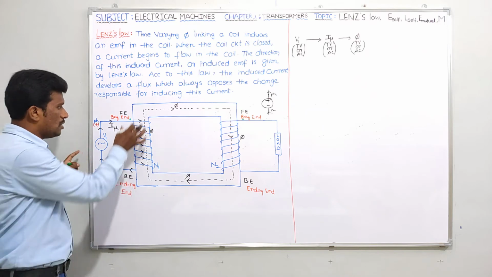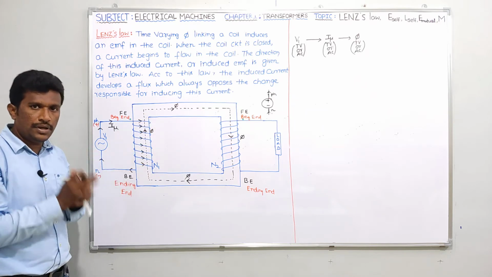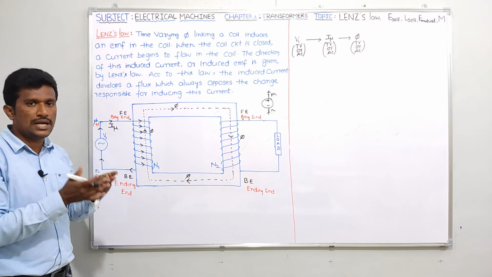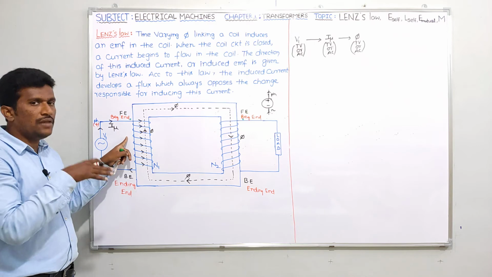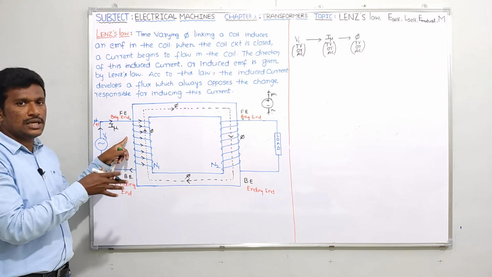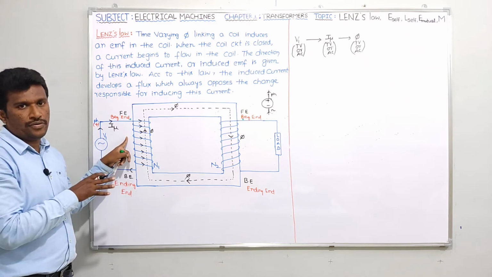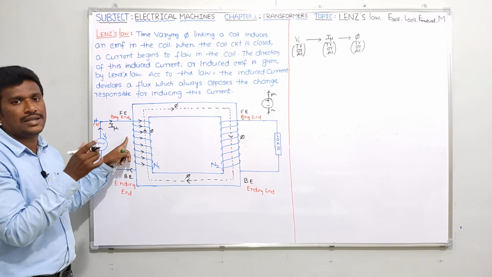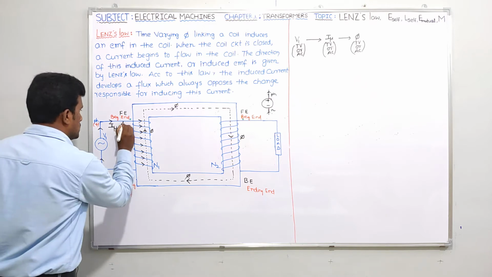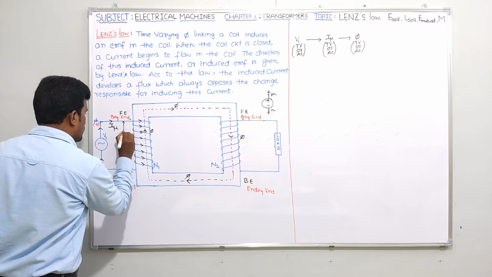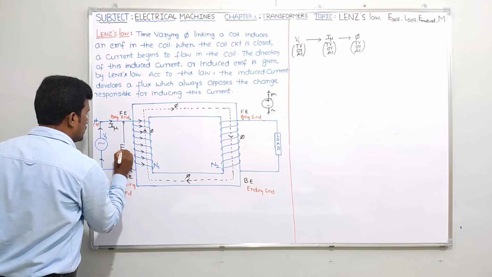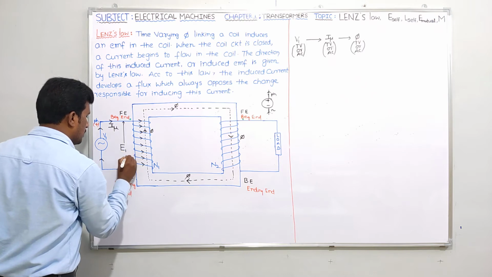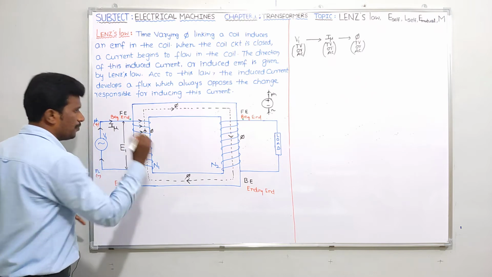So in the transformer primary winding, EMF will be induced. That EMF can be called statically induced EMF. Everybody knows that. Particularly, that EMF can be called self-induced EMF, or I can say primary induced EMF. I can show it with E self or E1. This is E self, the self-induced EMF or primary winding EMF.